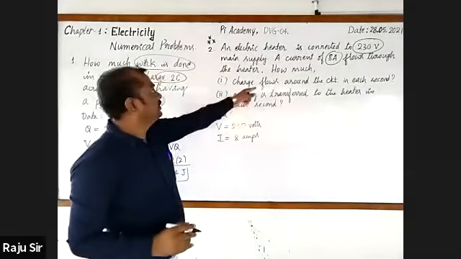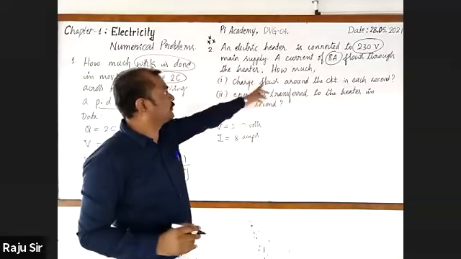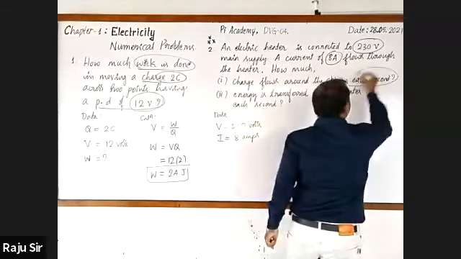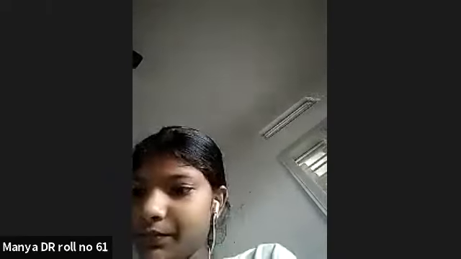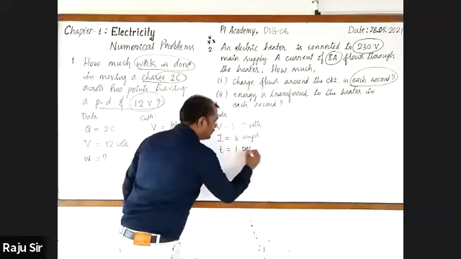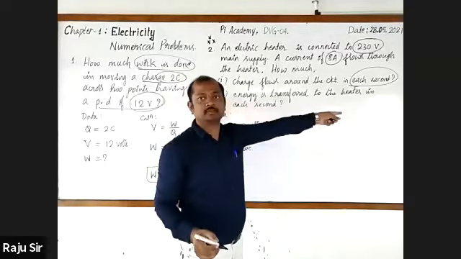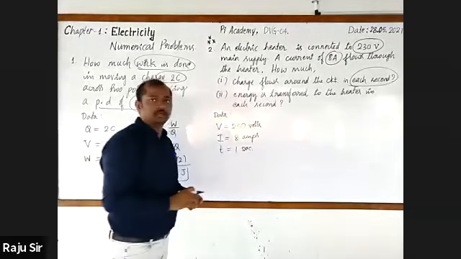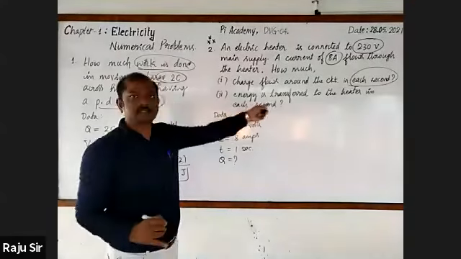Next, you are going to find out how much charge flows through the circuit in each second. What does this 1 second indicate? It is time. T is equal to 1 second. Then the charge that flows around the circuit, what are we going to find out? Q.